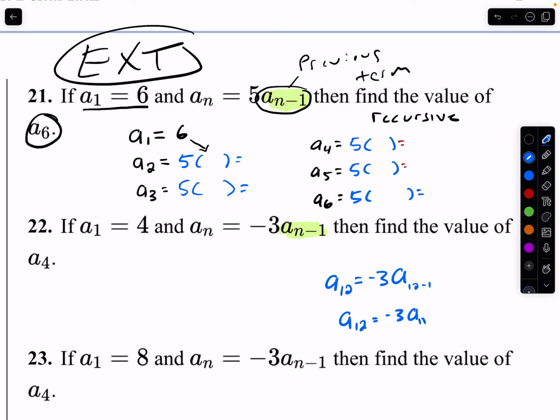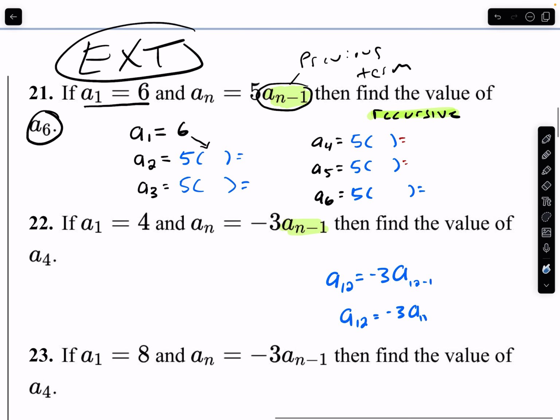Okay, so welcome. On the extension aspect of these series, what we're going to do is create a recursive formula. What recursive means is that you are going to use the previous term to generate the next term. So when you see the word recursive, it's a function that uses the previous term to generate the next term. For example, in this example right here, I've got 5 times a to the n minus 1. A to the n minus 1 means the previous term.